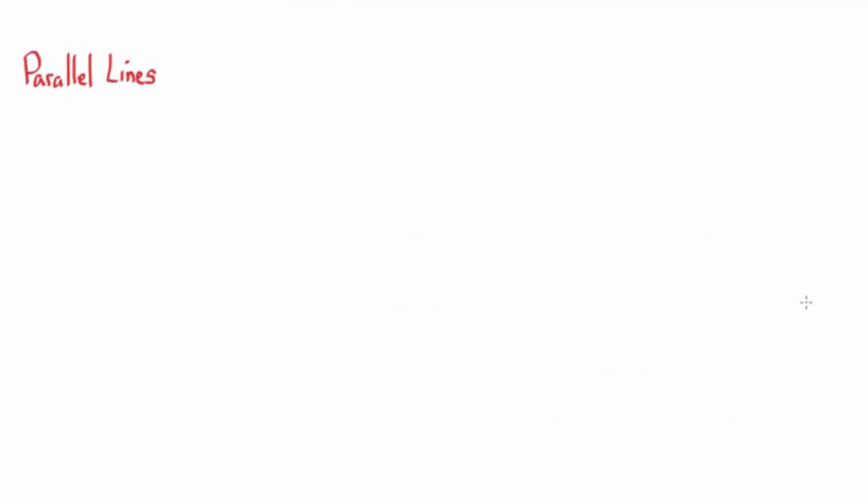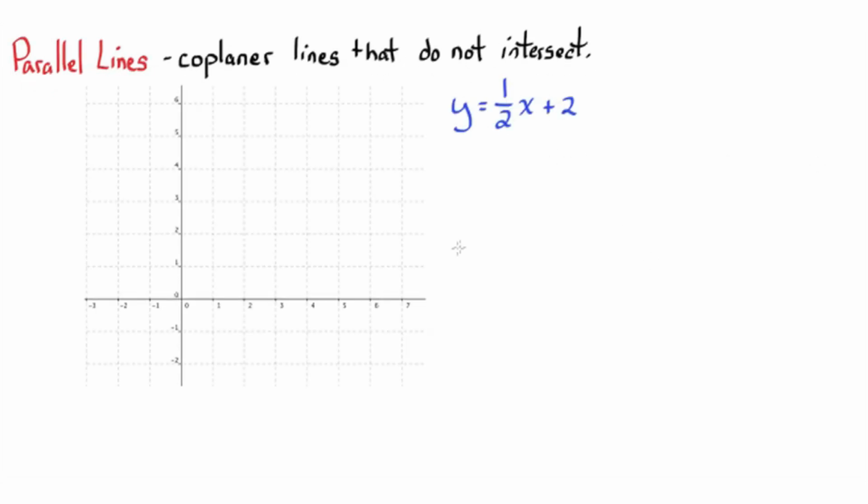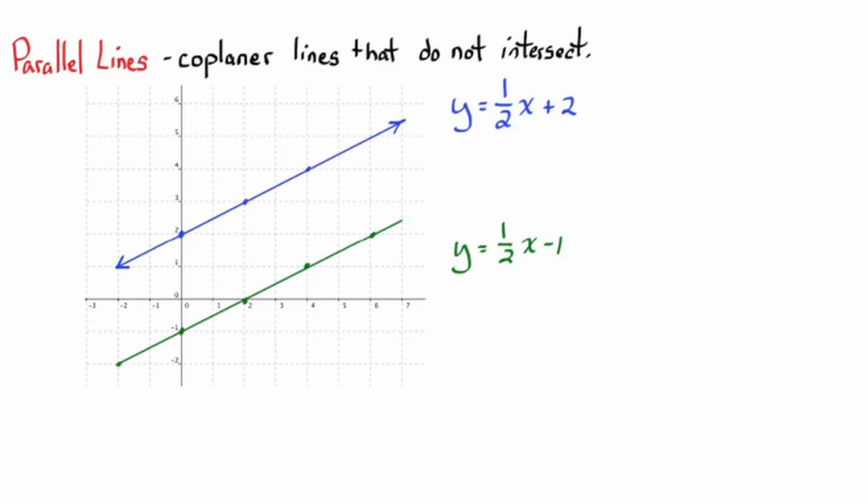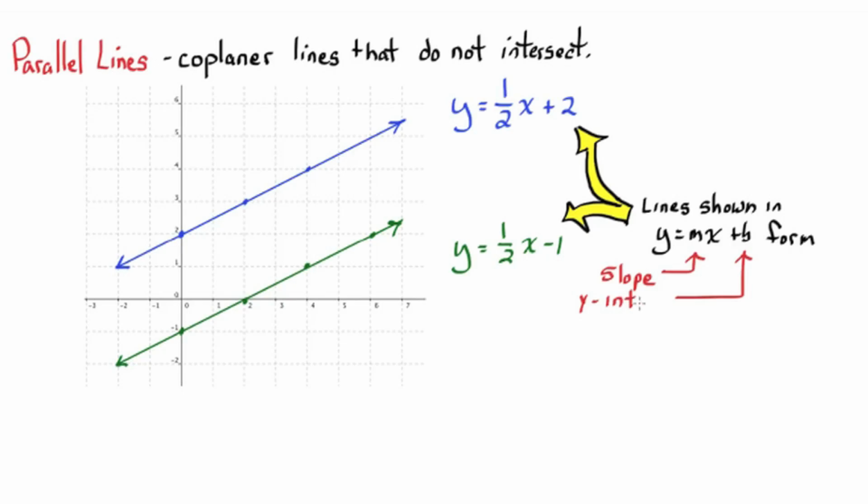Okay, parallel lines: coplanar lines that do not intersect. y equals 1/2 x plus 2, y equals 1/2 x minus 1. I'll graph these lines here, one in blue and one in green. The lines are shown in y equals mx plus b form, therefore they're really easy to graph.